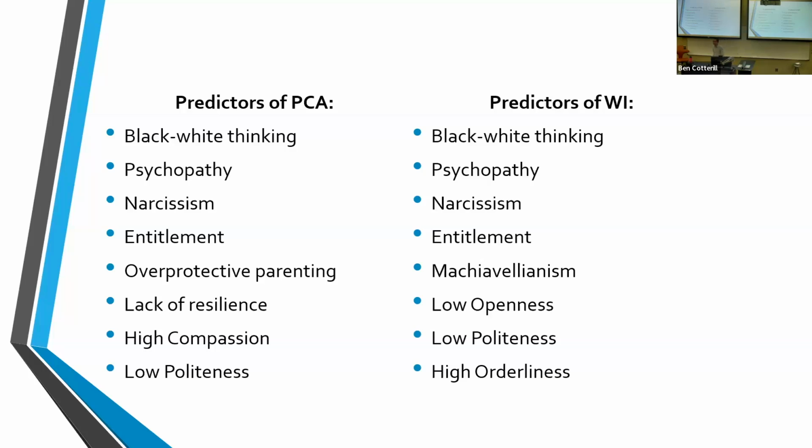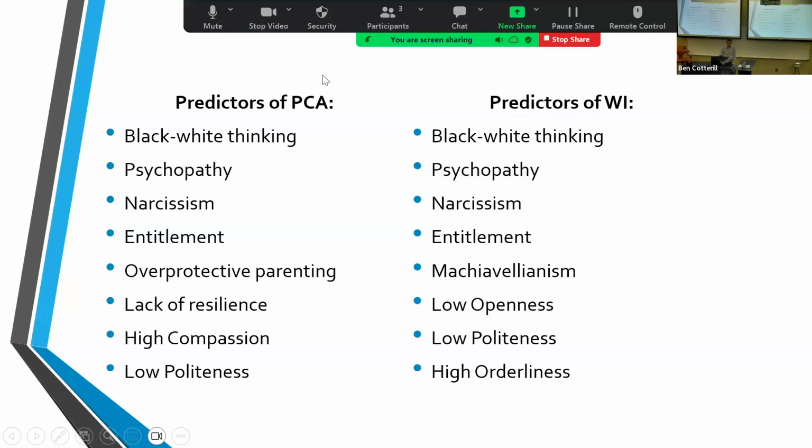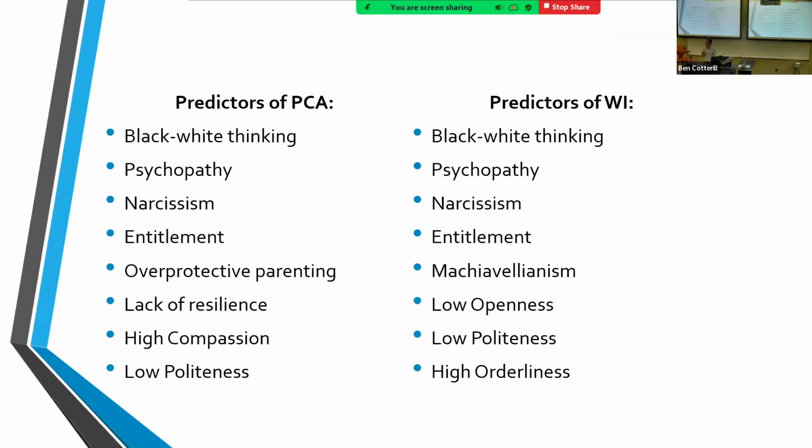They both score high in narcissism. These are traits we've already talked about, right? Self-entitlement, grandiosity, lack of empathy. They both score high in entitlement. Some differences: those high in political correctness authoritarianism are more likely to have had overprotective parents. Those high in WI, more likely to be high in Machiavellianism. So remember, that's that manipulation and view that people should be viewed upon negatively. Low openness for WI, low politeness, high orderliness.